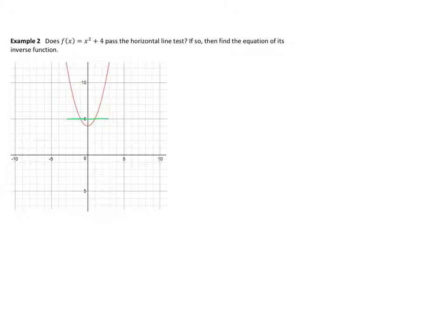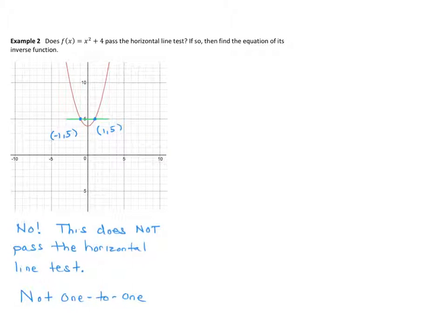That's more than once. There's a spot here and a spot here. I can actually write down what those 2 points are equal to. The one on the left is (-1, 5), and the one on the right is (1, 5). So no, this does not pass the horizontal line test. So here I just jotted that down.